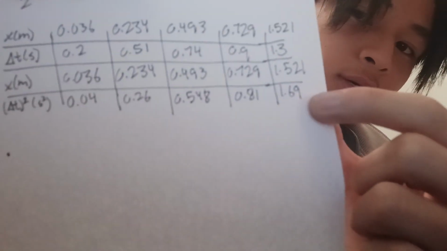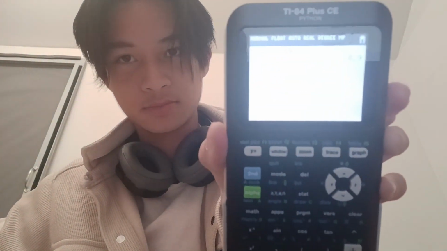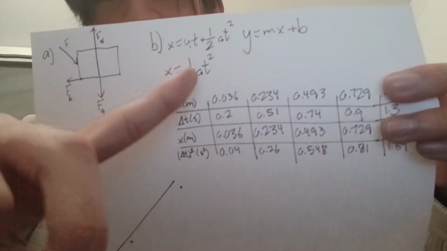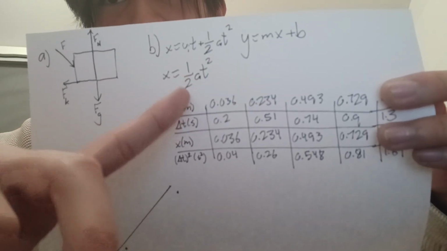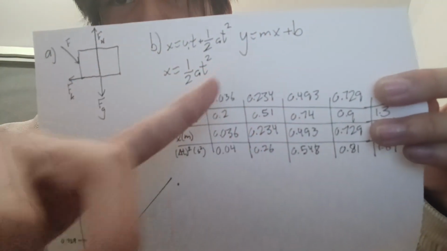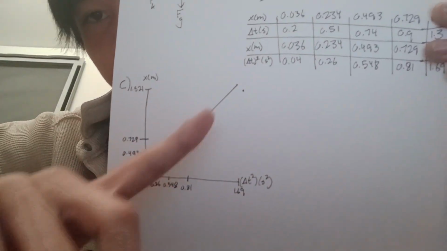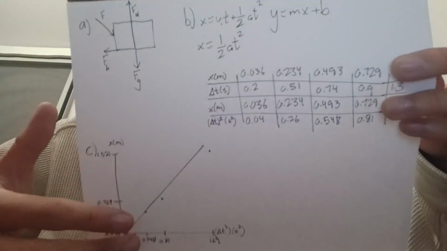Okay. So this is 1.521. This is 1.69. Divide that, you get, okay, you can't see that, but it's 0.9. And so as we said earlier, this is the slope. 1/2 a is the slope, right? The slope of what my line is supposed to be is 0.9, and so we set 1/2 a equal to that.